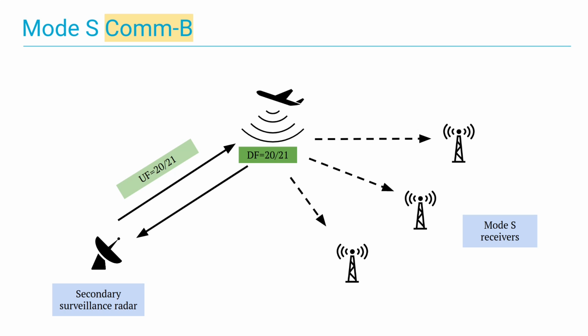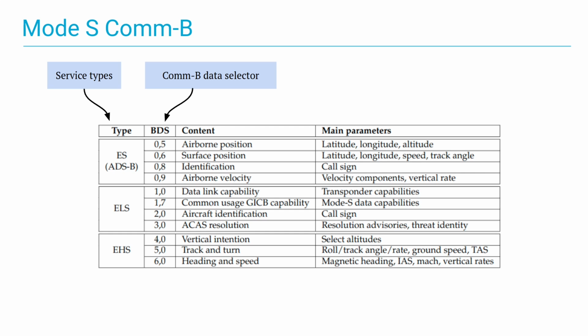Most of the surveillance information is downlinked in Mode S Comm-B messages. They have downlink format of 20 or 21. And here you can see a list of most common Mode S capabilities. Of course, there are many more types of information that the surveillance radar can request in addition to the ones I listed in this table. Each message is identified by the Comm-B data selector or BDS code. You can see that even ADS-B is not part of Comm-B. Each ADS-B message is still assigned with a BDS code.